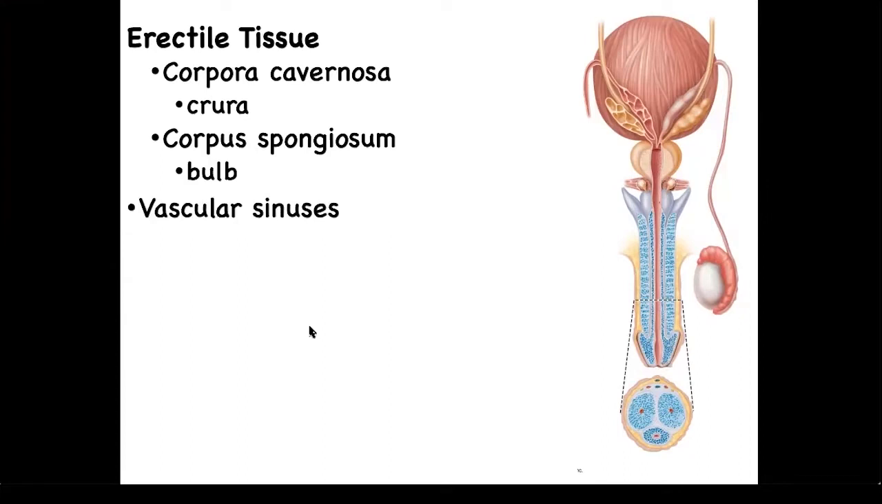Erectile tissue consists of vascular sinuses. These are cavities that will fill with blood, causing an erection. The walls of the vascular sinuses are called trabeculae, and they contain smooth muscles. The cavities that fill with the blood of the vascular sinuses are called lacunae.